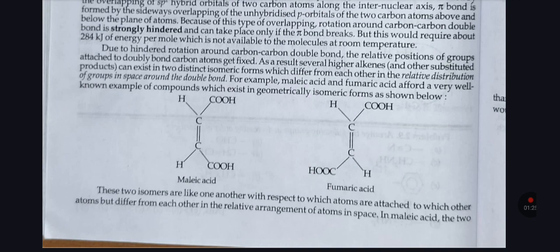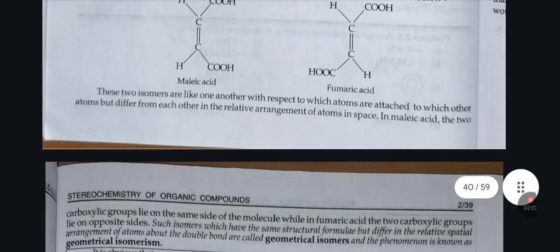Due to hindered rotation around the carbon-carbon double bond, the relative positions of groups attached to the doubly bonded carbon atoms get fixed. As a result, several higher alkenes and other substituted products can exist in two distinct isomeric forms which differ from each other in the relative distribution of groups in space around the double bond. For example, maleic acid and fumaric acid afford a very well known example of compounds which exist in geometrically isomeric forms, as shown below. Maleic acid and fumaric acid structures are given.